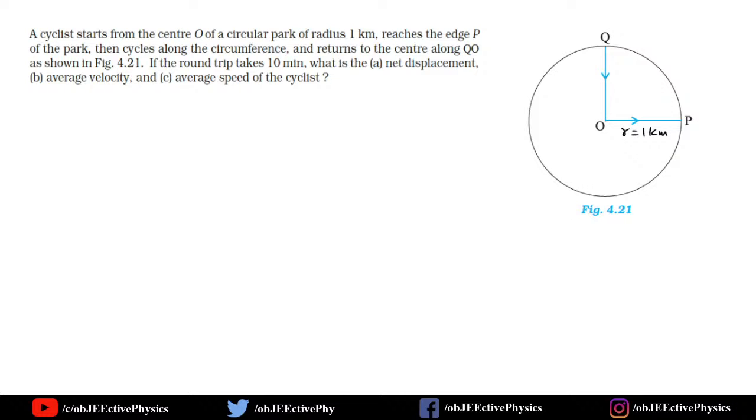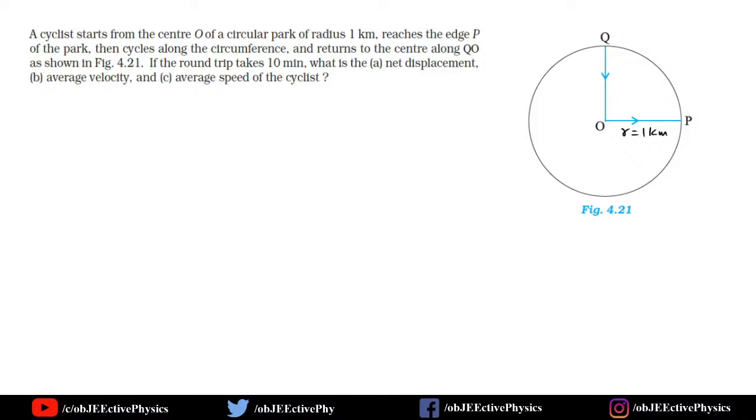Then cycles along the circumference and returns to the center along QO as shown in figure 4.21. If the round trip takes 10 minutes, what is (a) the net displacement, (b) average velocity, and (c) average speed of the cyclist? That is the question.